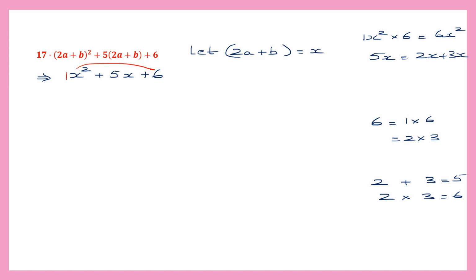So that we can write it here. We're going to write it here. The first one remains as it is. So here we're going to say x squared, and we are splitting 5x. It's going to become plus 2x plus 3x. And then the third one plus 6.